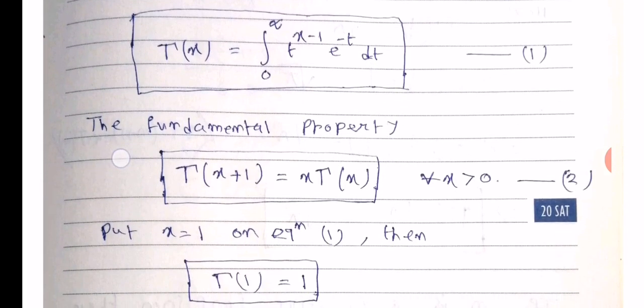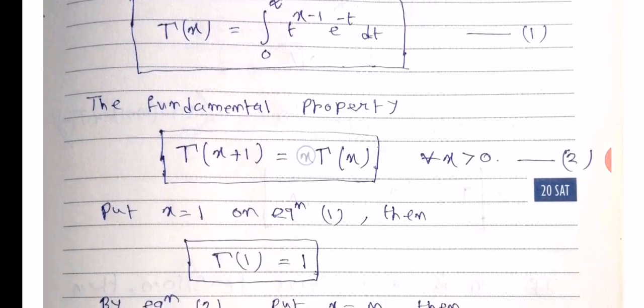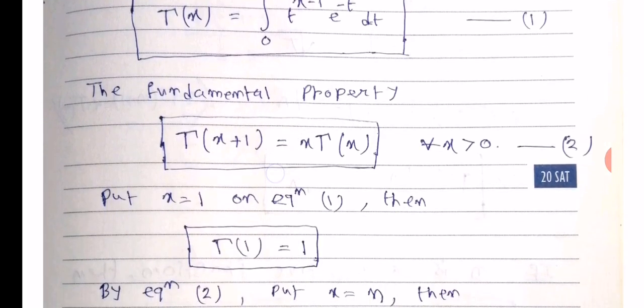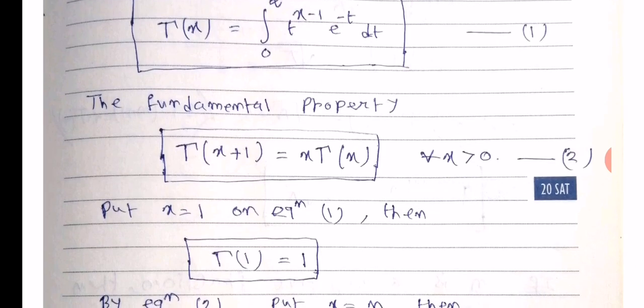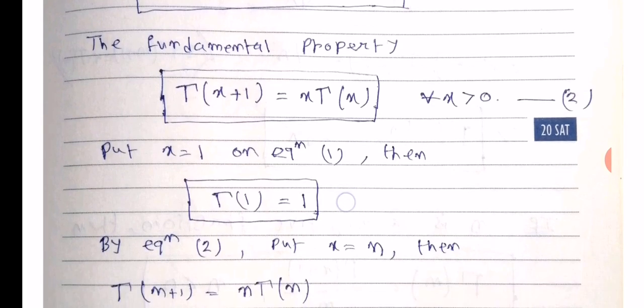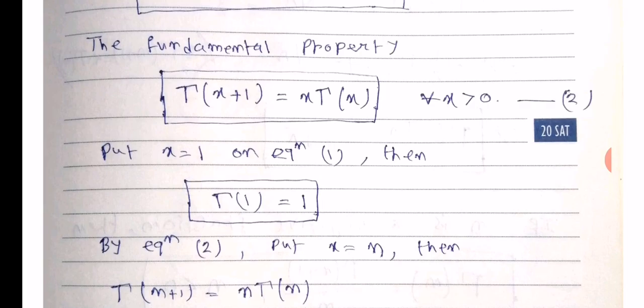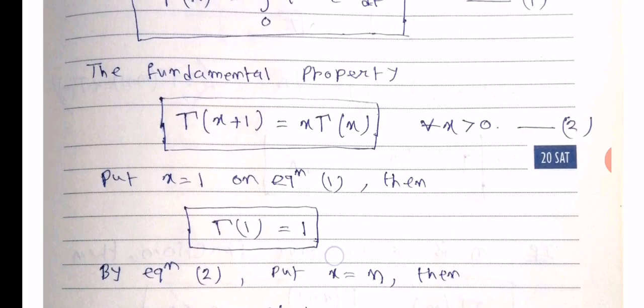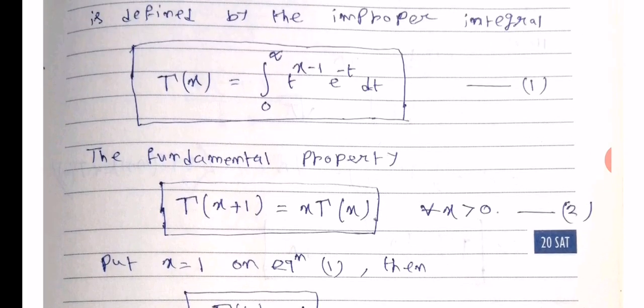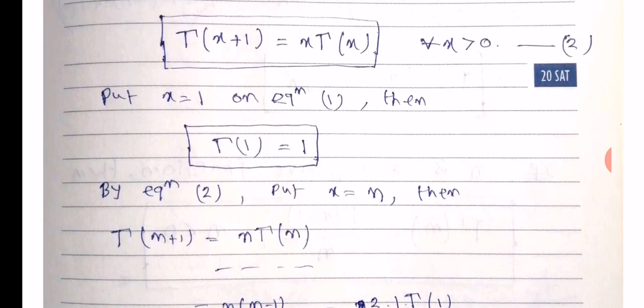The fundamental property of gamma function is that gamma of x plus 1 we can write as x gamma x, where x is greater than 0, x is any fraction, any positive number which is greater than 0. So gamma of x plus 1 equal to x gamma x. So put x equal to 1 in equation 1, then we will get gamma of 1 equal to 1. Just substitute x equal to 1 here, you will easily get gamma 1 equal to 1.